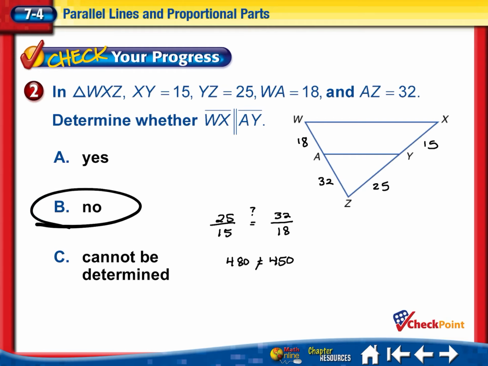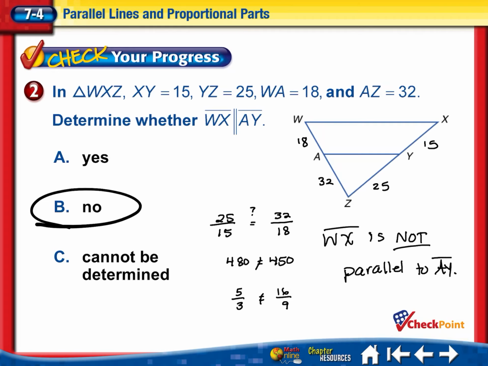But if you did go back and simplify your fractions just to show you, you get 5/3 is equal to 16/9. And again, they are not equal, so we know that WX is not parallel to AY.